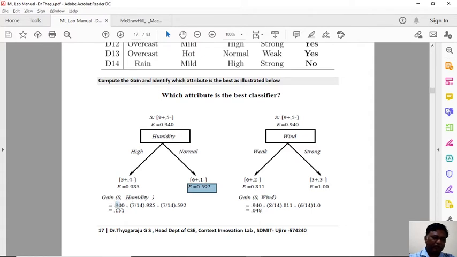This is your overall entropy, 0.940, minus, as per the formula, the summation over each value. For each value we have two values here, so these two values are applied here. The final result we got is 0.151. So the gain of humidity is 0.151.